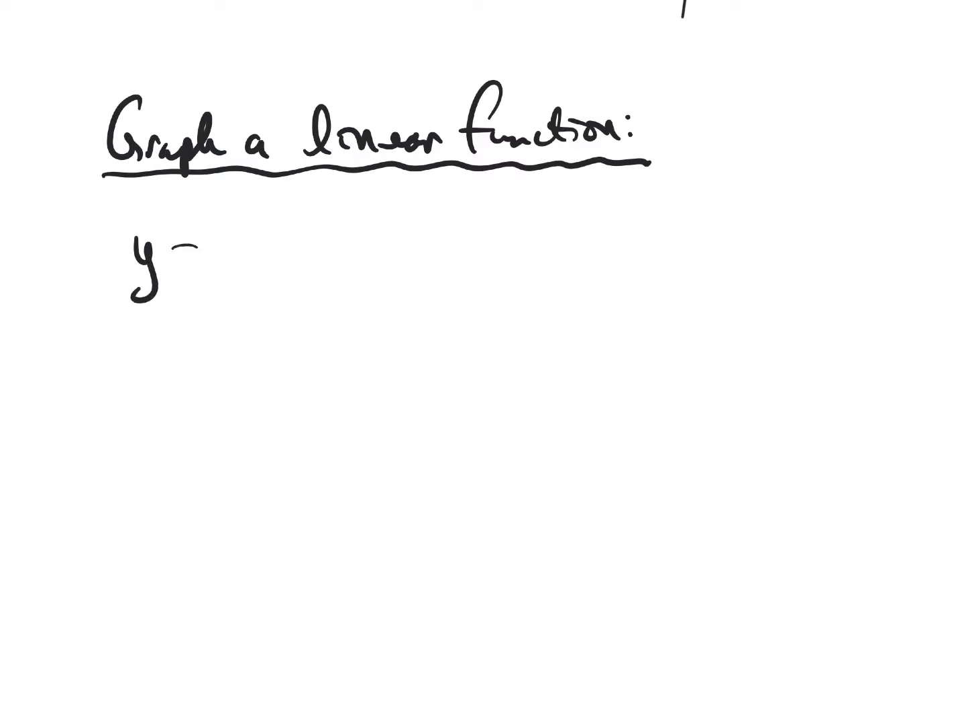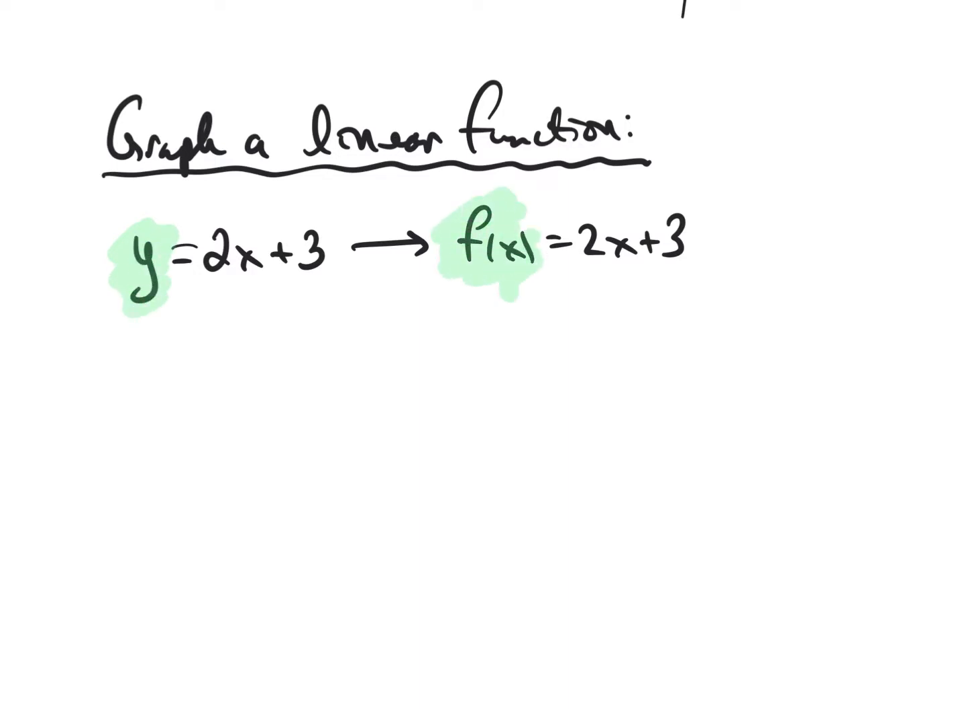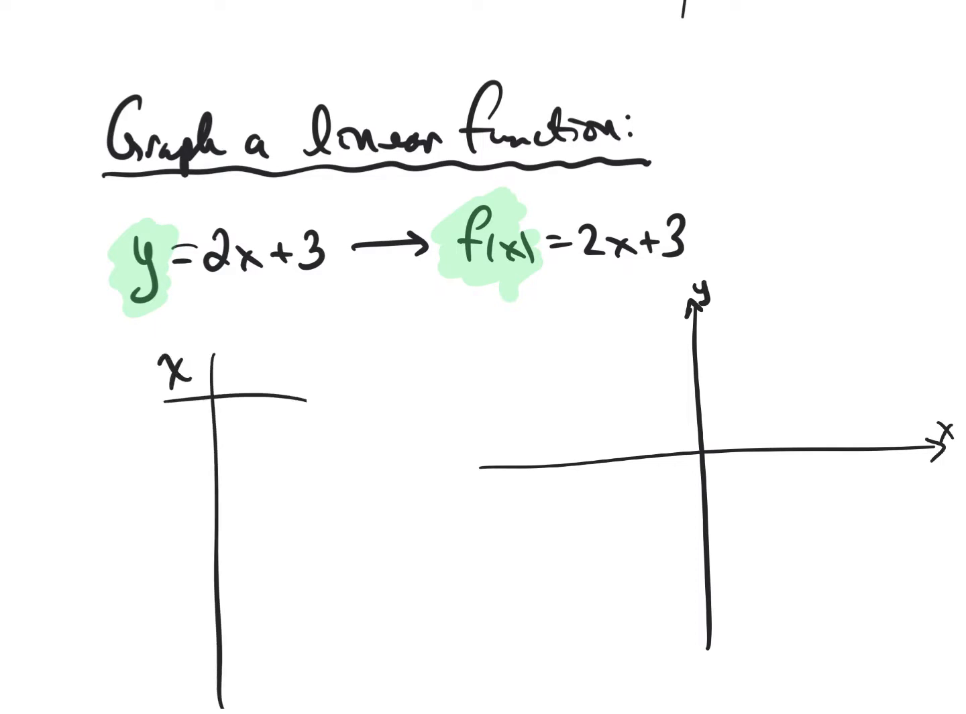So instead of asking you to graph y equals 2x plus 3, what we're going to do instead is we're going to ask you to graph f of x equals 2x plus 3. Hopefully that's not a big deal because we've been talking about how y equals and f of x are the same thing. They mean the same thing in advanced math. So we're going to ask you to graph a linear function, a straight line, using the functional notation. So instead of an x, y table, we could have an x, f of x table.